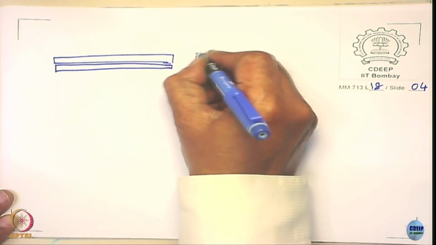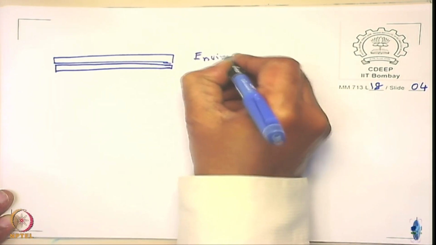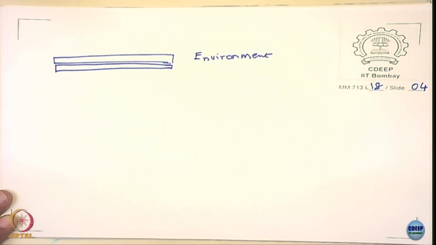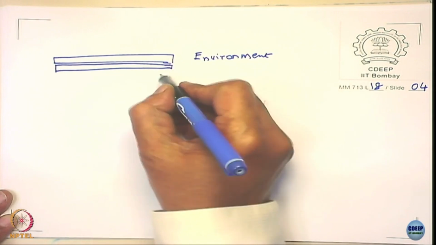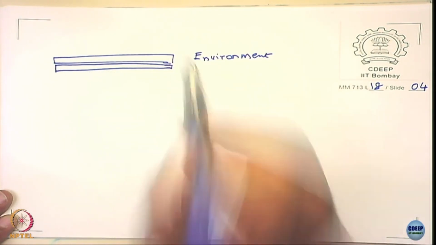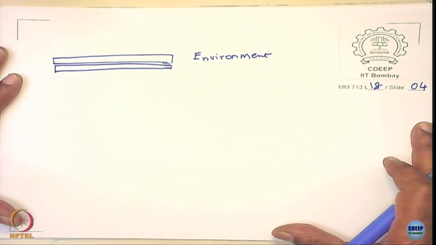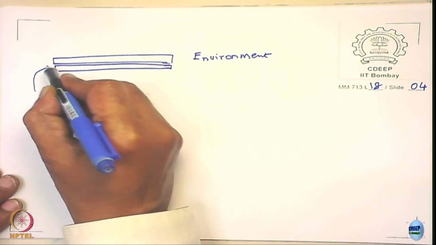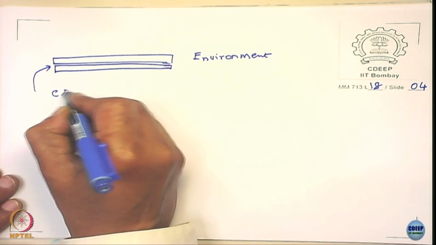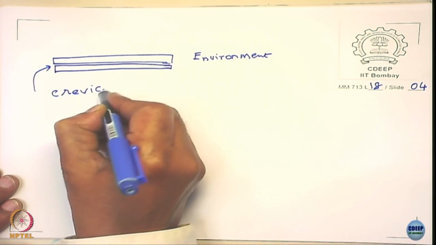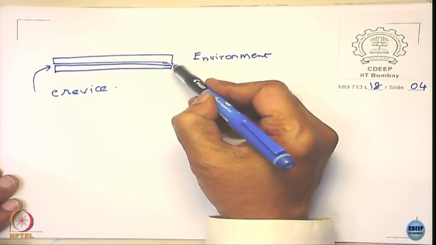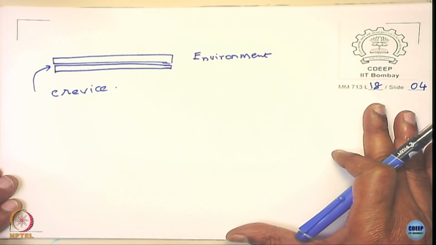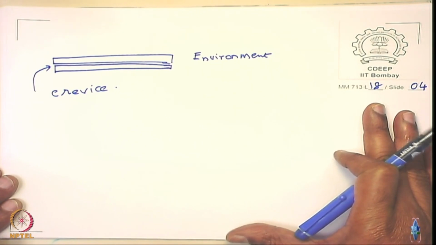Now here is the environment. This is the length through which... where do you think the crevice corrosion here will be the more? This is the crevice, right? Where do you think the crevice corrosion will be more? Yeah, in the middle. Okay.